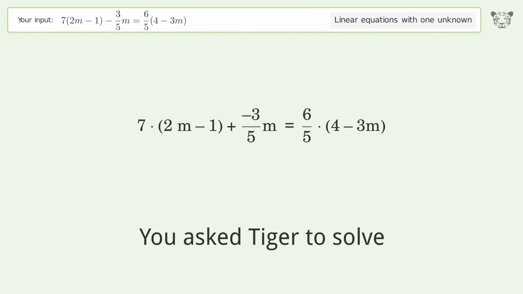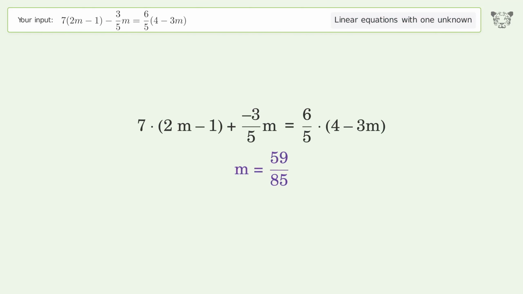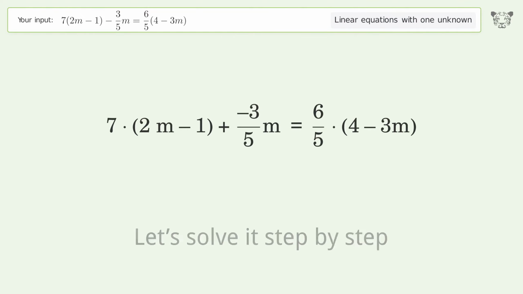You ask Tiger to solve. This deals with linear equations with one unknown. The final result is m equals 59/85. Let's solve it step by step.